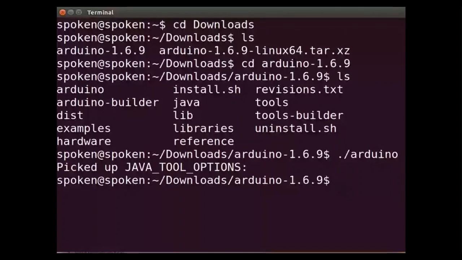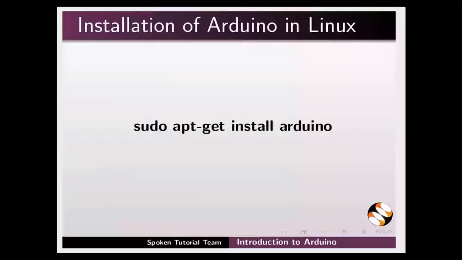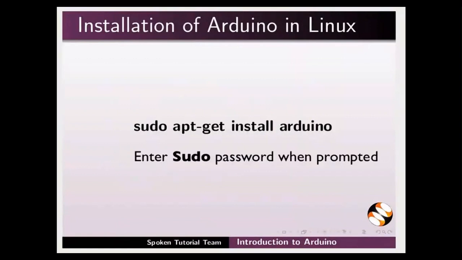Another way to install Arduino in Linux operating system is by using the apt-get command in the terminal. Enter the sudo password when prompted. This brings us to the end of this tutorial.